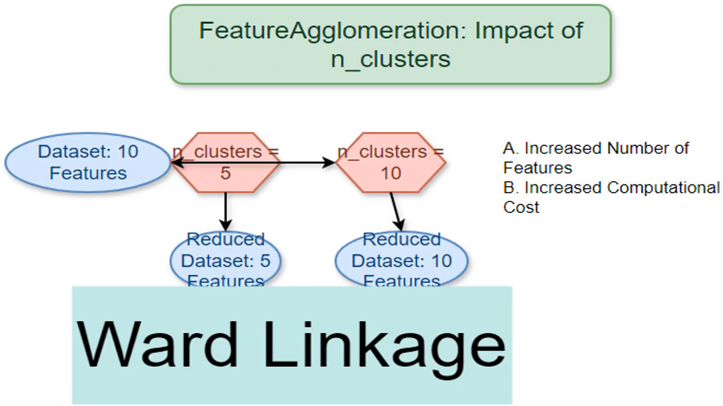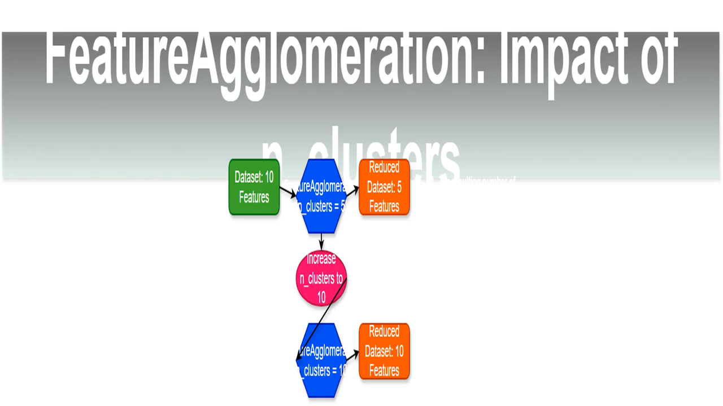I'm using Ward's method, which is a specific way of measuring the distance between clusters during the grouping process. It focuses on minimizing the variance within each group. Think of it as trying to keep the things within each group as similar as possible. It's a great technique. I'm investigating how changing the number of clusters affects the feature agglomeration process.